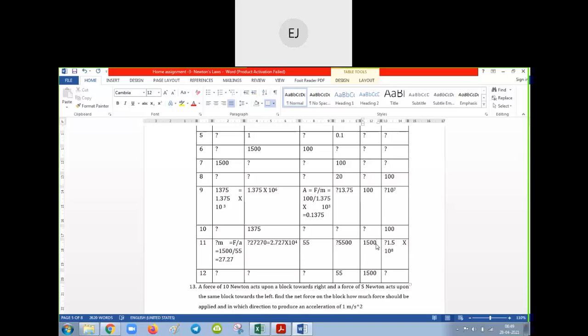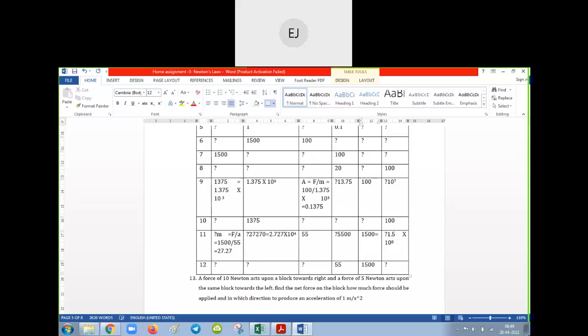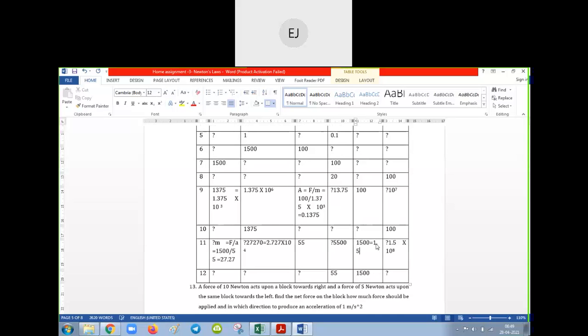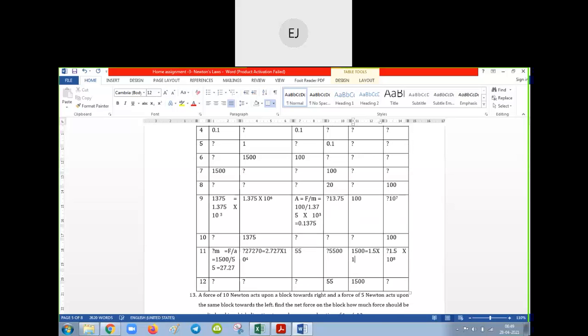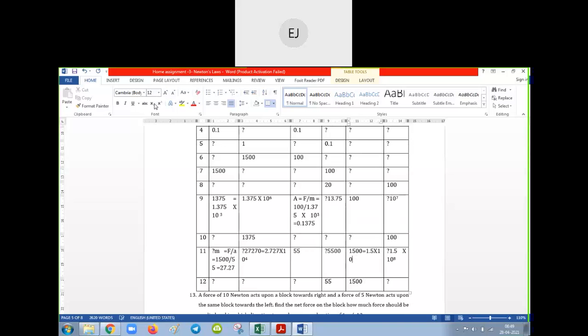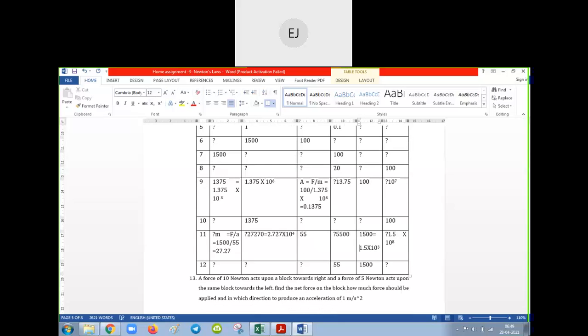Are you getting it, Sarnik? Yes, sir. 1500, you have to write 1.5 into 10 power 3. So this is the standard form. 1.5 into 10 power 3 is the standard form. So into 10 power 5, if you do 1.5 into 10 power 8, you will get it.